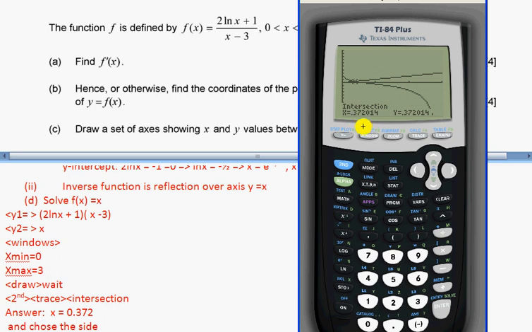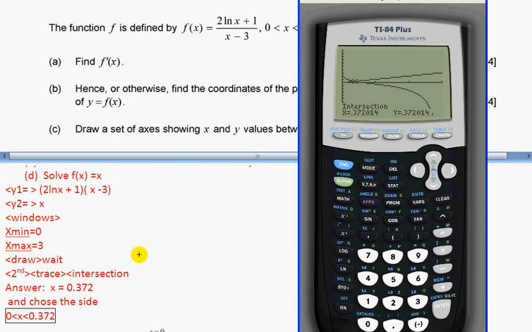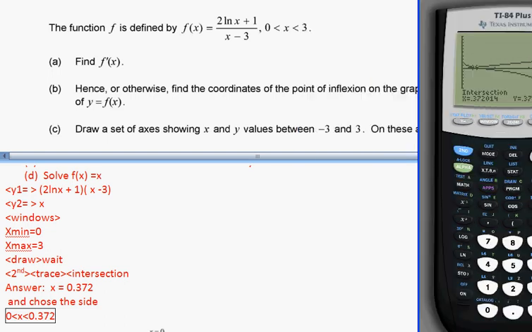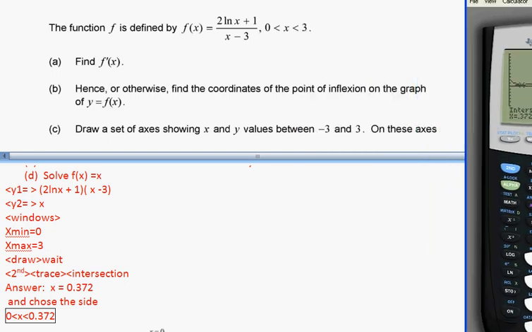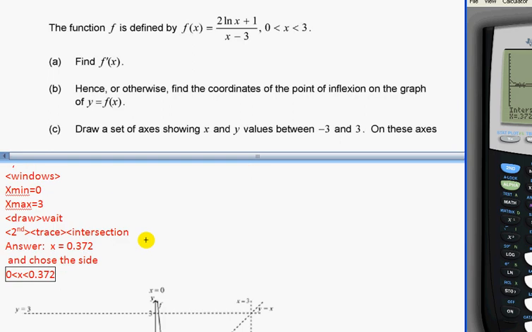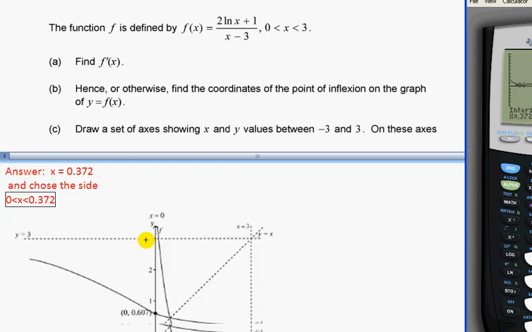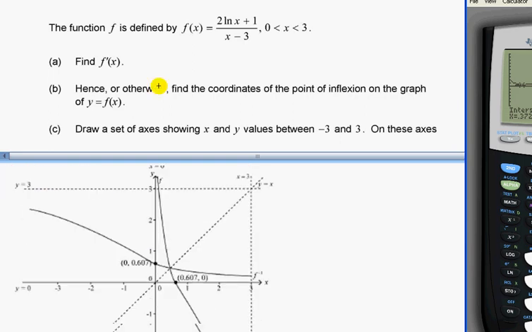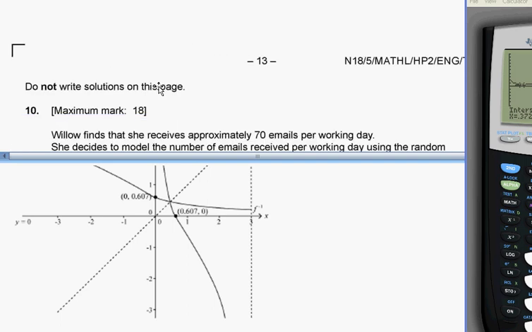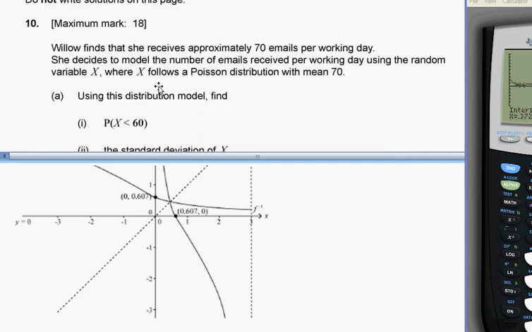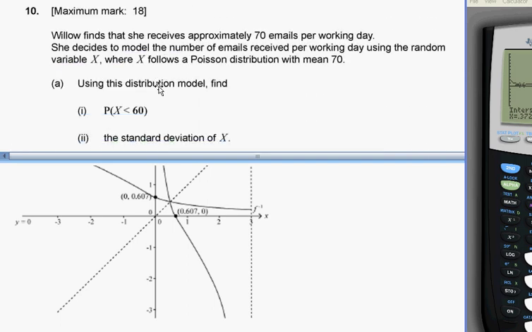Question 10. Mila finds that she receives approximately 70 emails per working day. She decides to model the number of emails received per working day using random variable X. X follows Poisson distribution with mean 70. Using the distribution model, find P(X less than 60).